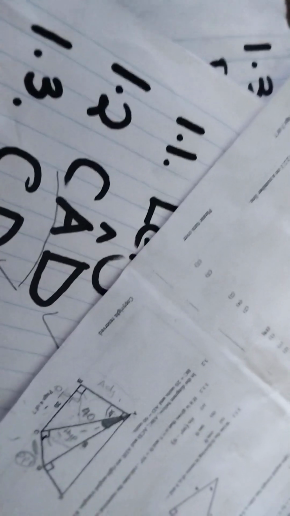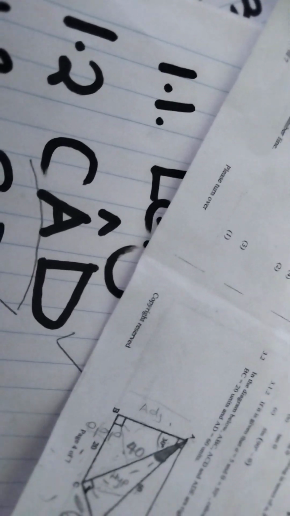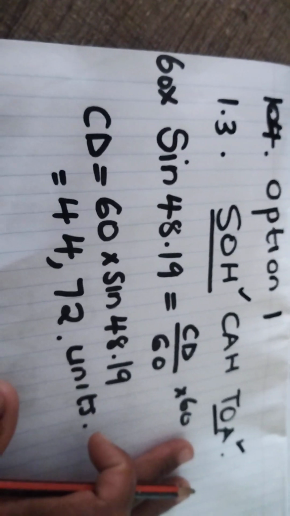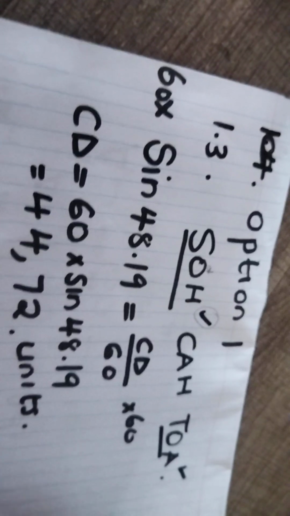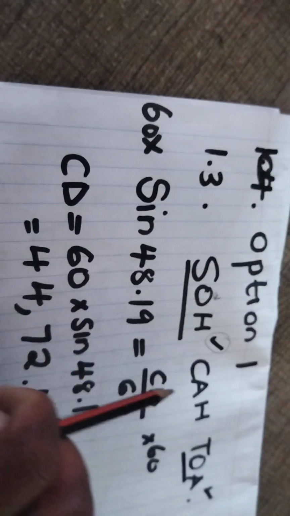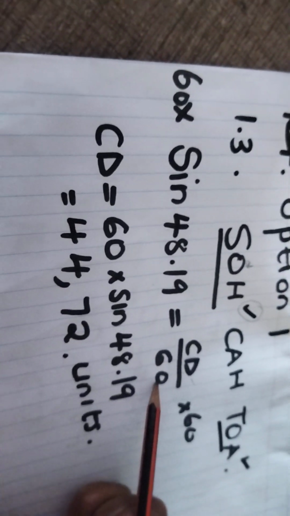Again we have three options. Now let me indulge you more on the three options, on how we solve those particular problems. So option 1, we use sin, because we want the opposite, we have the hypotenuse, and we have the angle we found, 48.19. So we use sin. So the sine of 48.19 is equal to CD, our opposite, divided by 60, which is our hypotenuse.